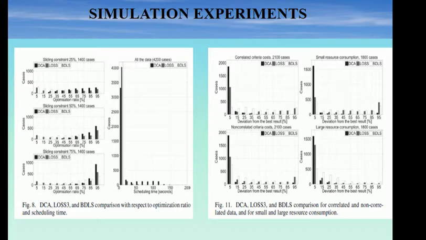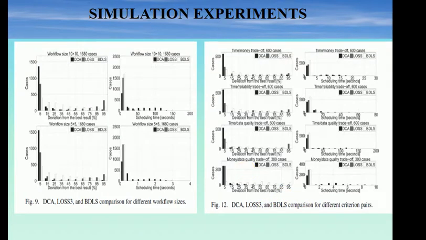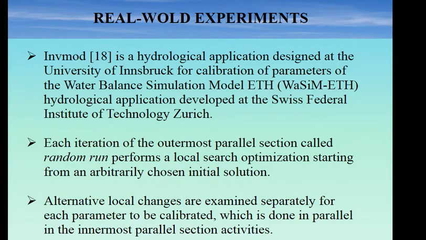Though sometimes when the resource consumption is large, LOSS3 is the best algorithm, and the BDLS works better when criteria costs are non-correlated. That is how it shows over here. And the next would be the comparison of the different scheduling criteria. The LOSS3 algorithm provides similar or even better results than the DCA, but they mentioned that DCA also provides a comparatively good result. That is why we always consider the DCA in the comparison of the algorithms.